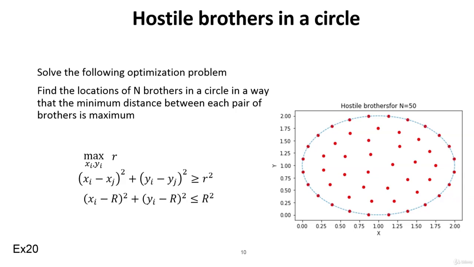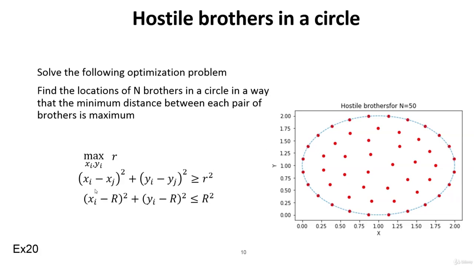Okay, this is the hostile brothers in a circle problem. We want to find the locations of n brothers in a circle in a way that the minimum distance between each pair of brothers is maximum. So we first want to calculate the distance between each pair of brothers.